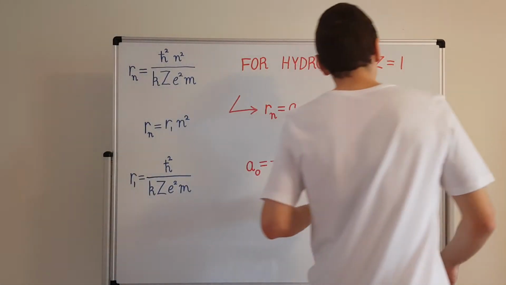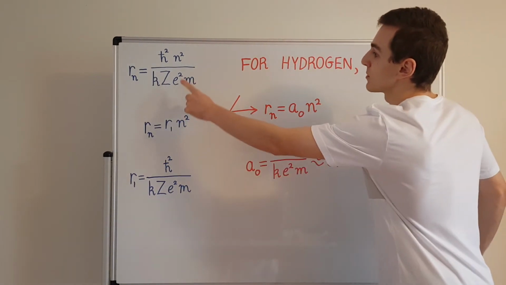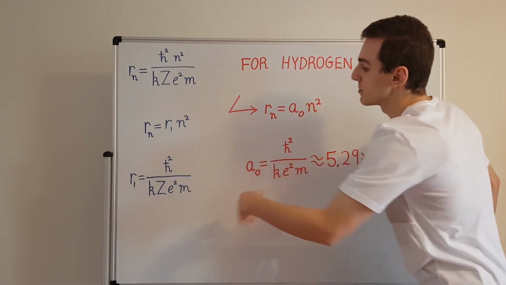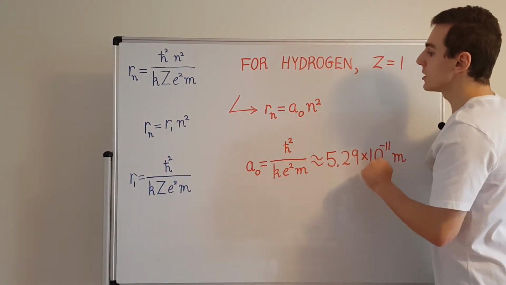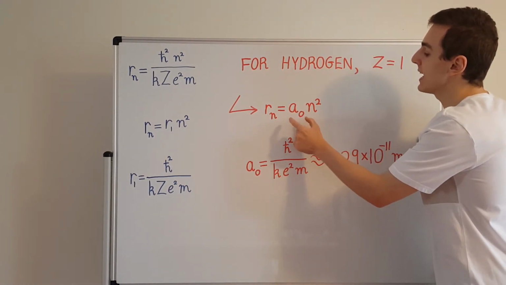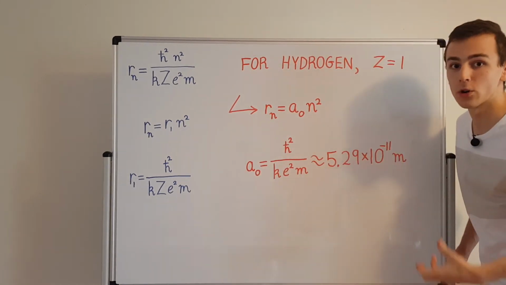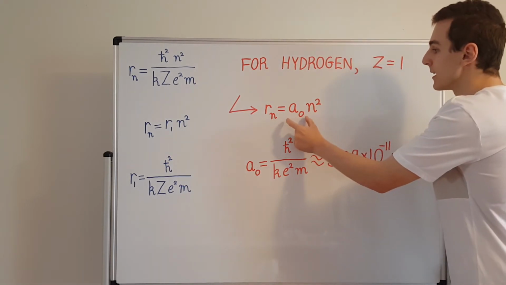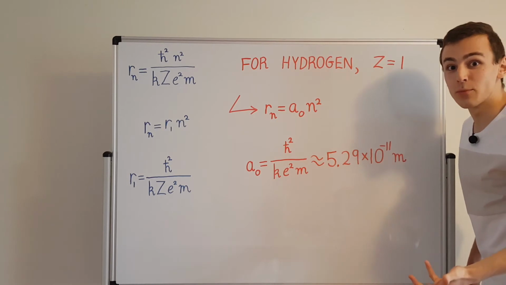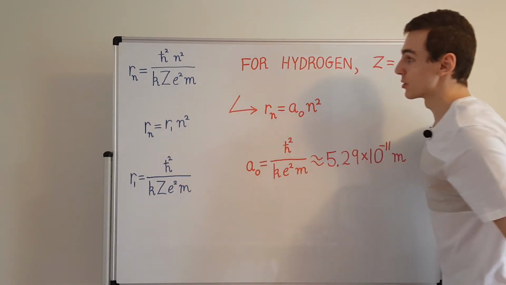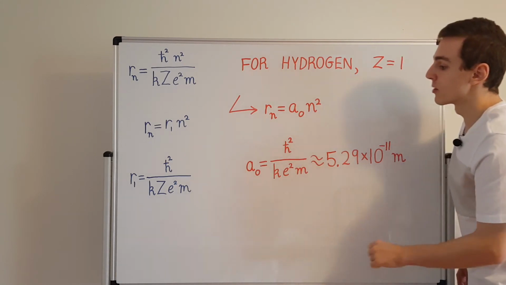If we set Z equal to 1 for hydrogen, then what happens to this expression over here? Well, this Z can just be treated as a 1, so we can ignore it. It's just multiplying by 1. Then we can write this in terms of a sub 0, or a naught. And this denotes the Bohr radius. So the Bohr radius takes the place of R1. Or R1 is actually the Bohr radius if Z is equal to 1. So this expression over here is the expression for the Bohr radius.